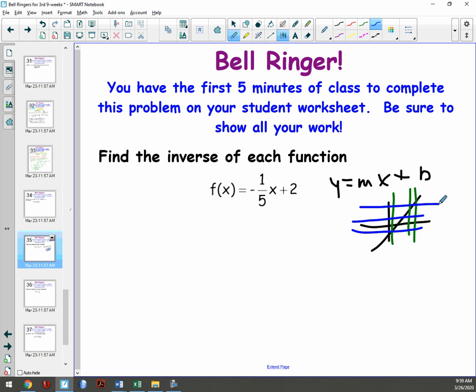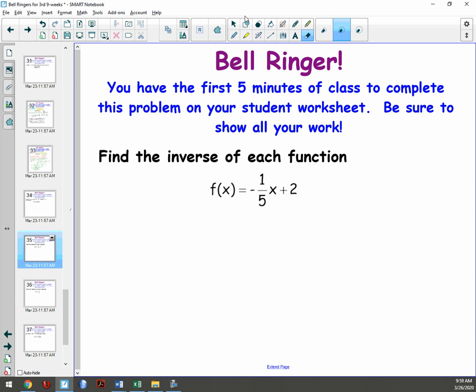So now that we know that it does pass the vertical line test and the horizontal line test, we need to go ahead and actually solve for this and find the inverse. So how do we go about doing that? Well, it's very simple. The first thing you're going to do is replace f of x with y. So you're going to have y is equal to negative 1/5 x plus 2.